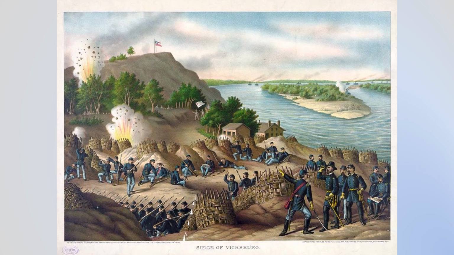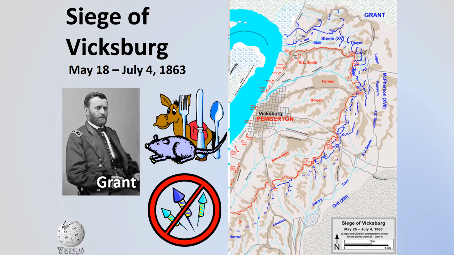They're up on this bluff, and Grant is able to use the Navy to his advantage. This is showing how the people were starving to death, eating their horses, eating rats, and this is going to be the beginning of the end for the Confederates.